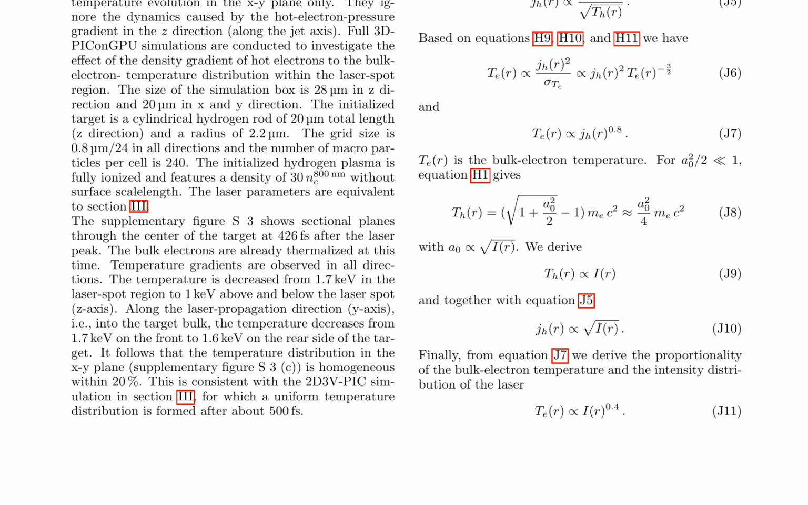The local bulk electron temperature is calculated as a function of the local laser intensity, and the results are compared to the 3D PIC simulation. The hot electron temperature, TH(R), is proportional to the laser intensity, I(R), and the bulk electron temperature, T(R), is proportional to I(R)^0.4, as derived in equations J9 and J11, respectively.